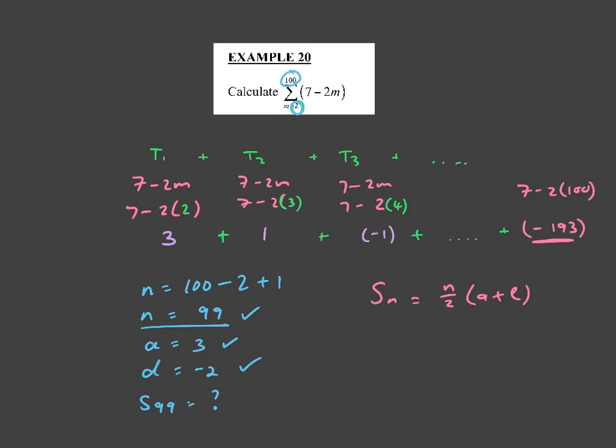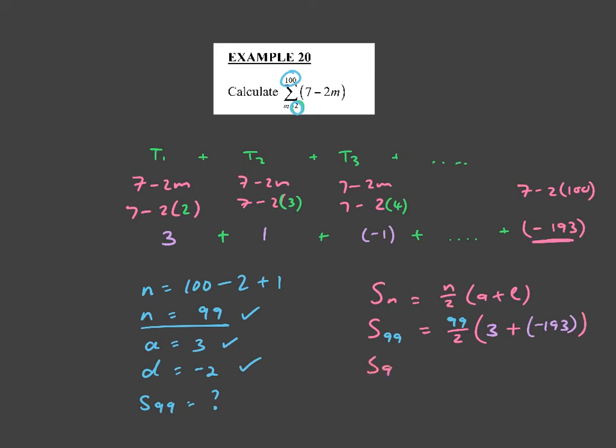If you don't have the value of the last term, see if you can work it out. If you don't want to, just use the default one. Doesn't matter which one you use. So it's the sum of the first 99 terms, and that's going to equal 99 divided by 2, and a in this case is equal to 3, so it's 3 plus the last term. And what is the value of the last term there? It's equal to minus 193.